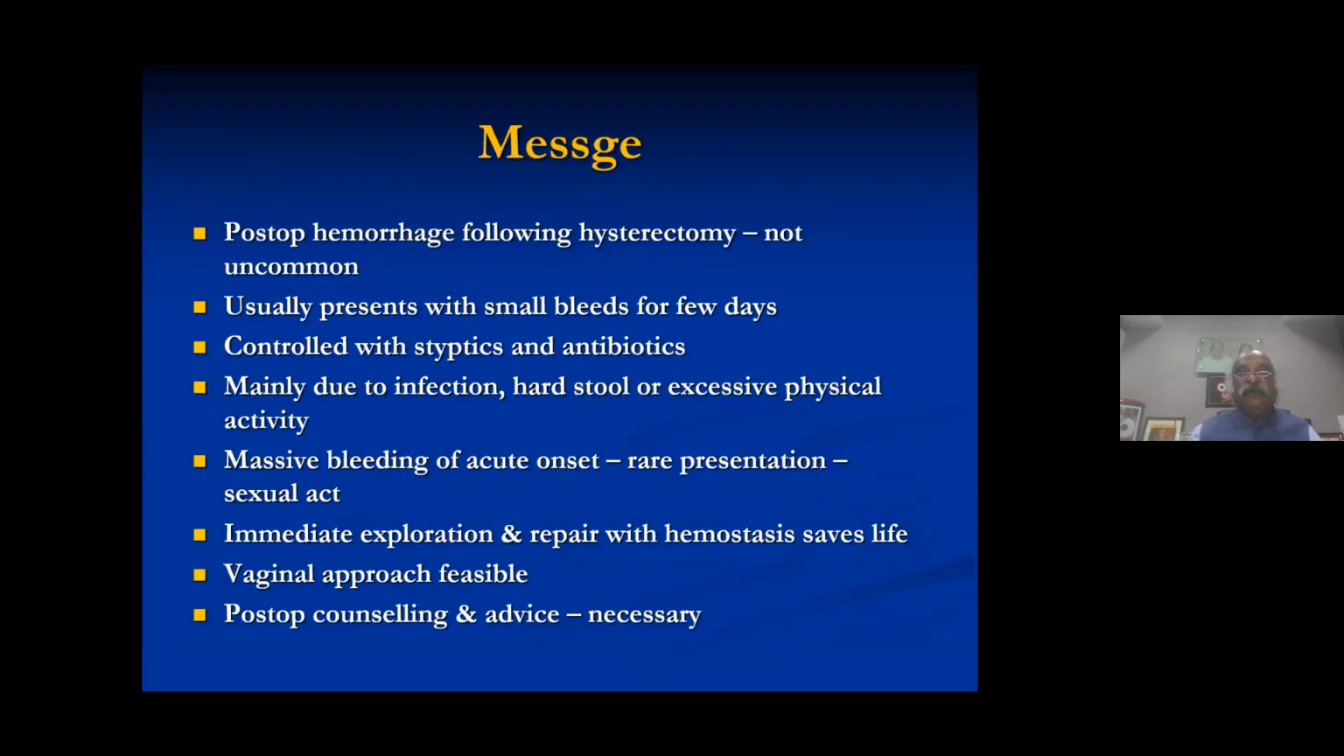So post-op hemorrhage following hysterectomy is not uncommon, usually presents with small bleeds for a few days, controlled with styptics and antibiotics, mainly due to infection, hard stool, or excessive physical activity.